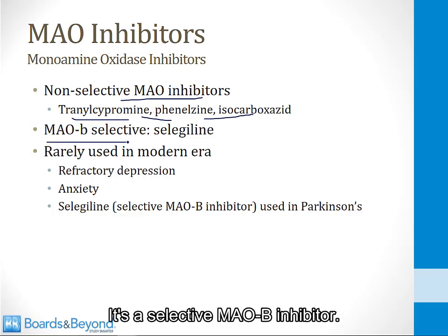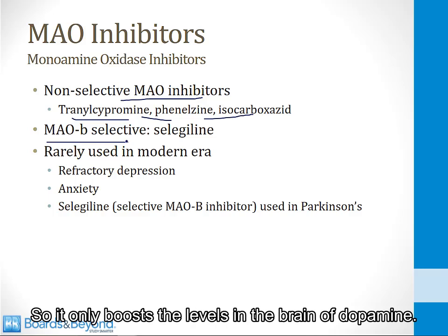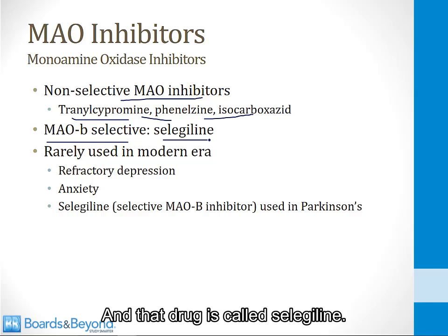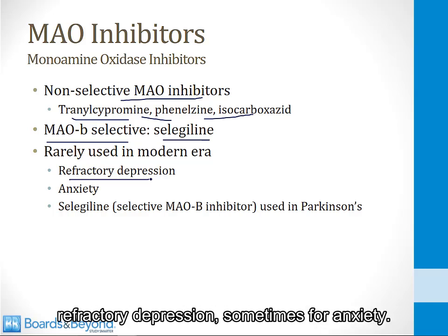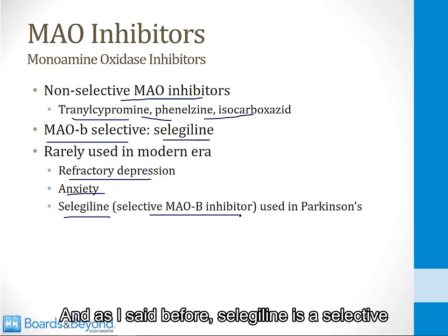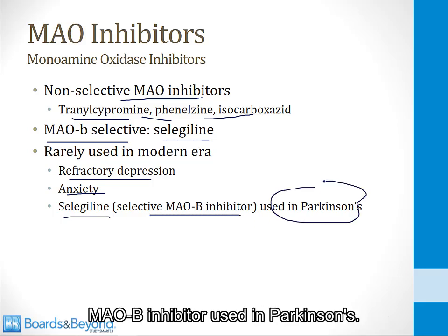It's a selective MAO-B inhibitor, so it only boosts the levels in the brain of dopamine, and that drug is called selegiline. So in the modern era, the only place you'll really see MAO inhibitors used are for refractory depression, sometimes for anxiety, and as I said before, selegiline is a selective MAO-B inhibitor used in Parkinson's.